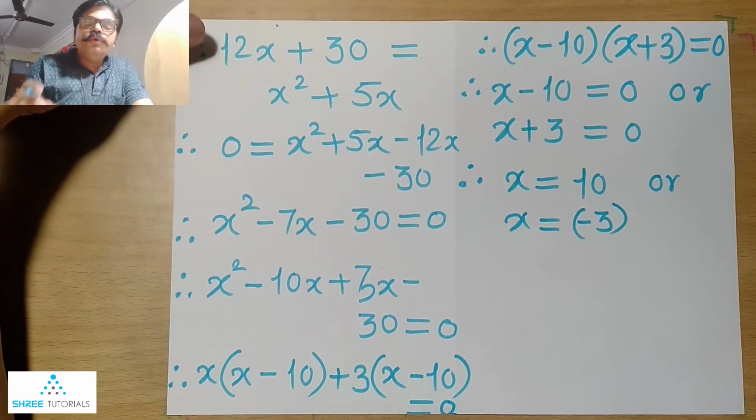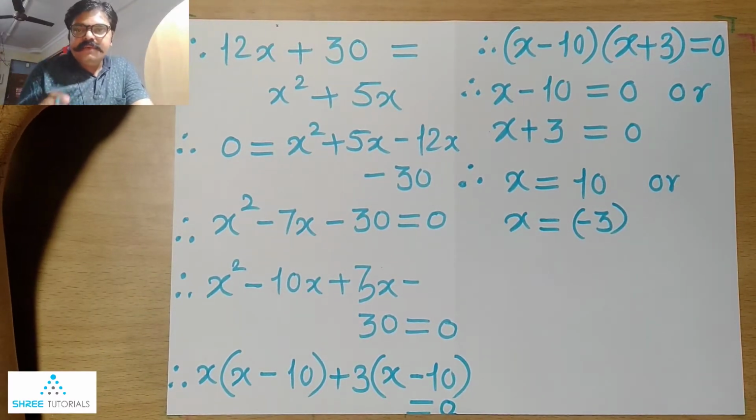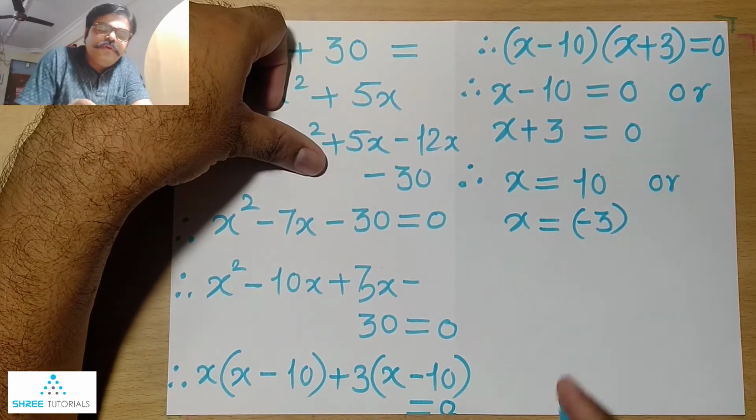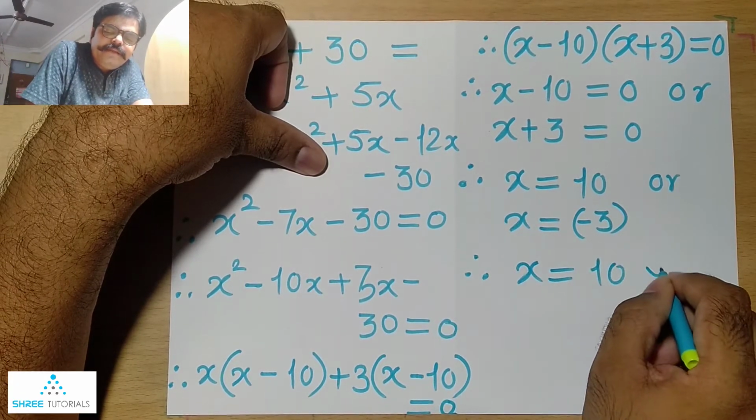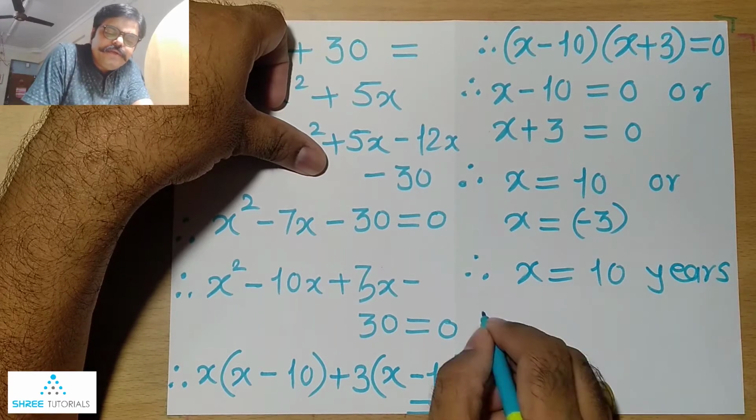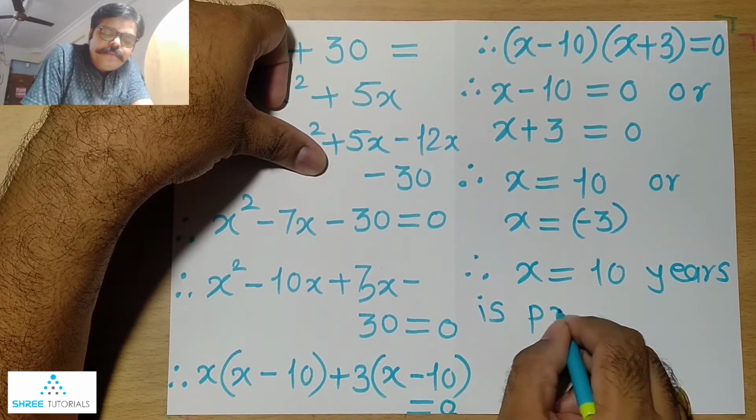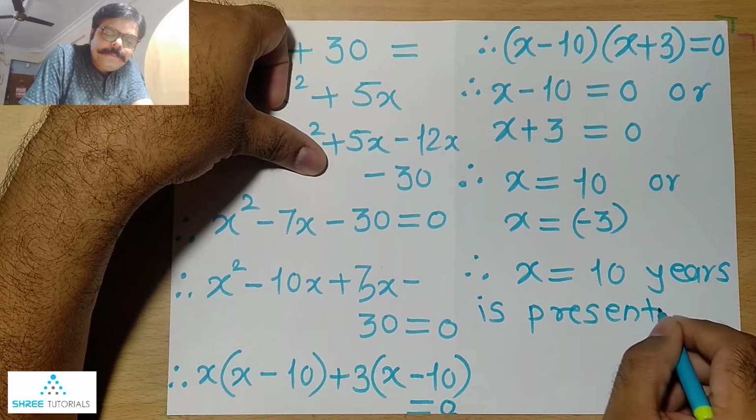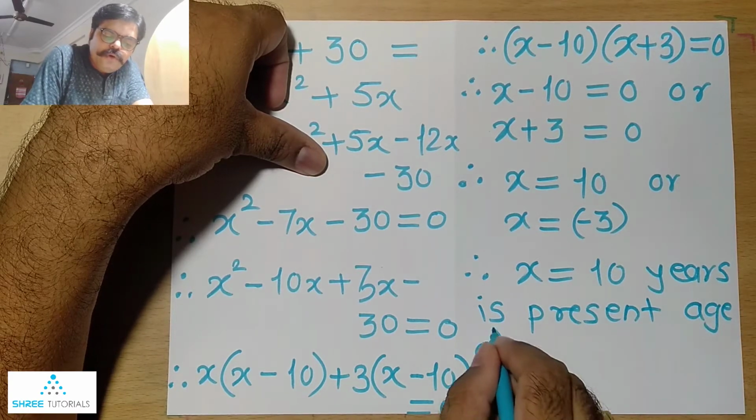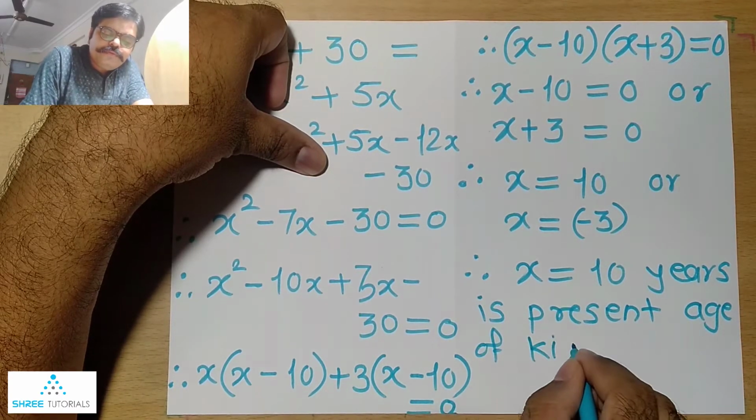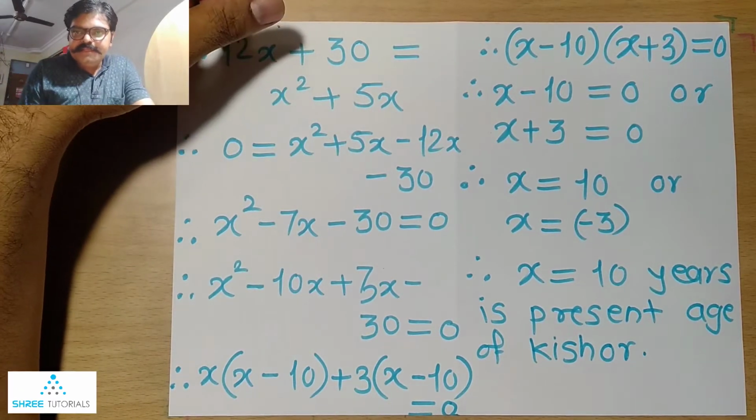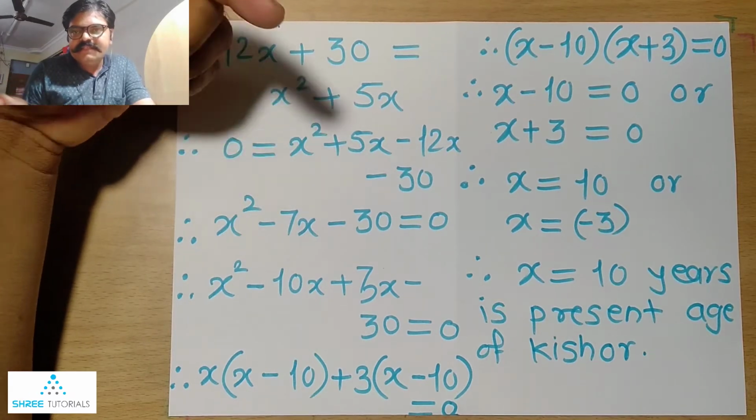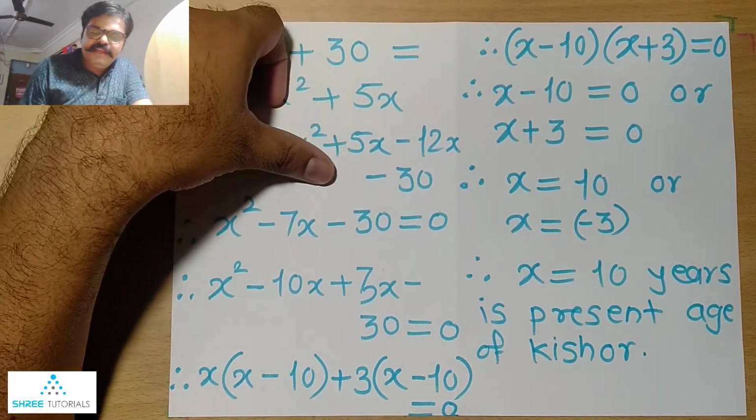Now friends, do not forget x was somebody's age. Somebody's age cannot be negative. So therefore we are going to stick with x is equal to 10 years, which is the present age of Kishore, and therefore Vivek's present age will be x plus 5, that means 10 plus 5, which is equal to 15 years.